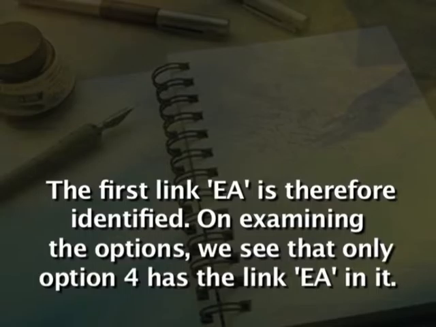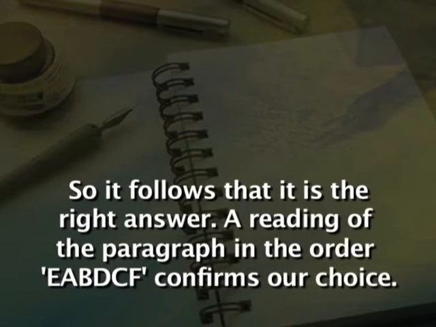On examining the options, we see that only option 4 has the link EA in it. So it follows that it is the right answer. A reading of the paragraph in the order E, A, B, D, C, F confirms our choice. Let us read it out in its correct order.